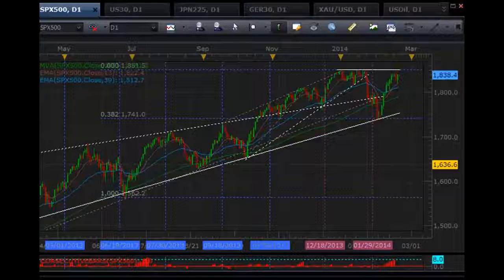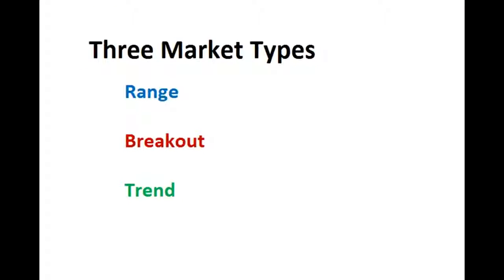Remember, there are 3 different types of trade conditions, market conditions, and that's range, breakout, and trend. Now, we oftentimes just say this is a range market, or this is a breakout market, or this is a trend market. It's true that under certain circumstances, you will find most of the examples that are trade-worthy out there will fit into one of these categories. However, depending on your time frame, depending on how far you look, you can always find a trade opportunity in any one of these 3.